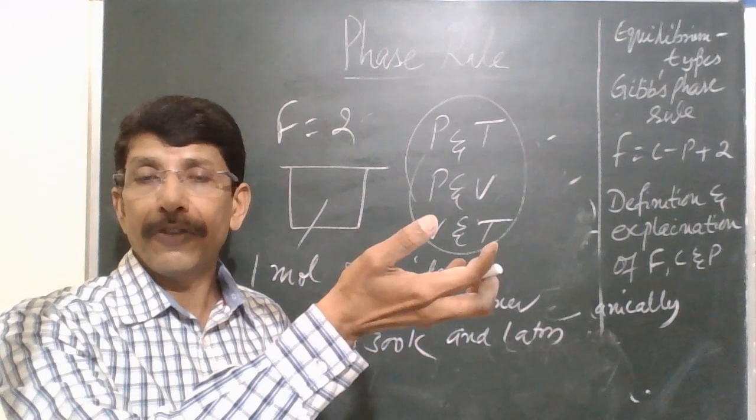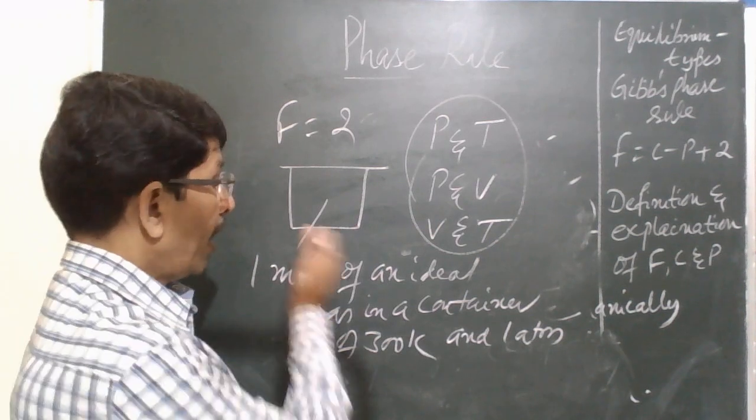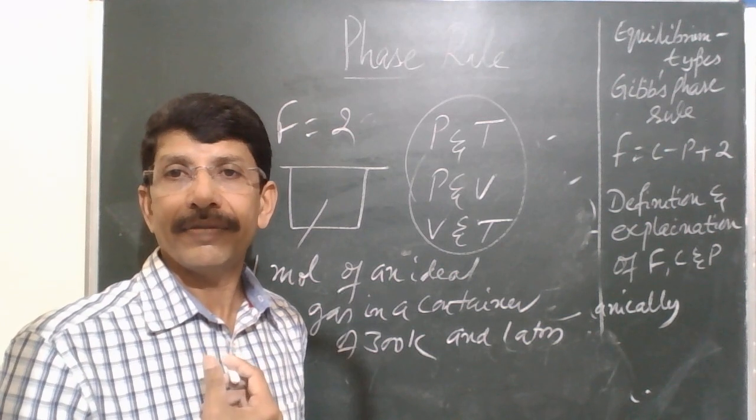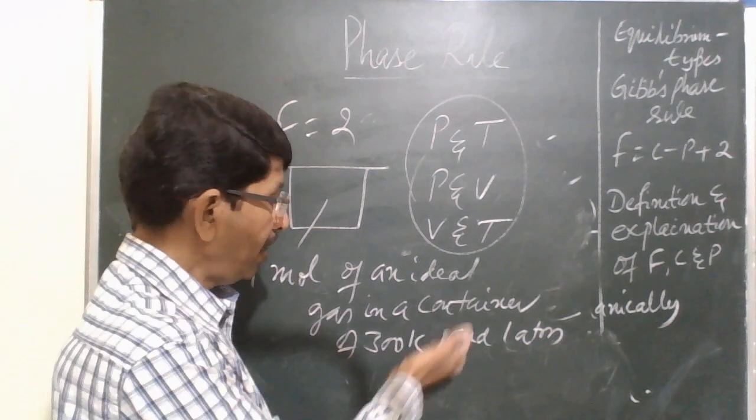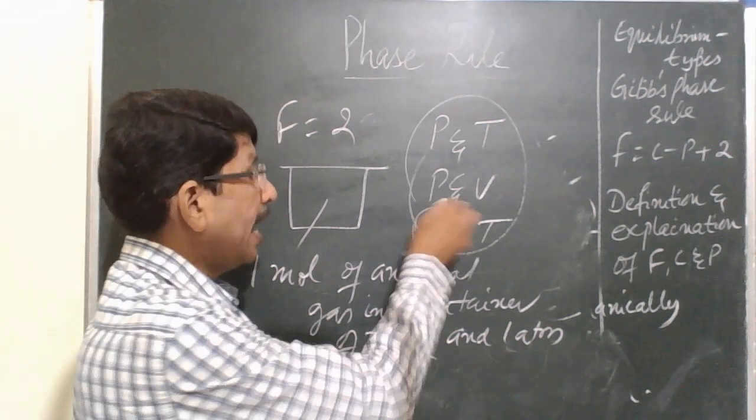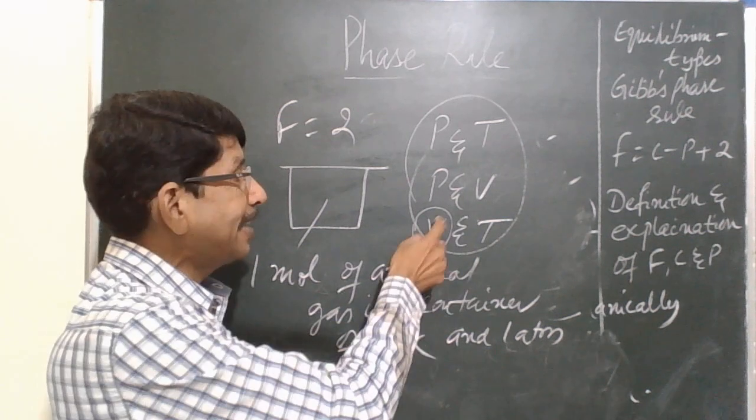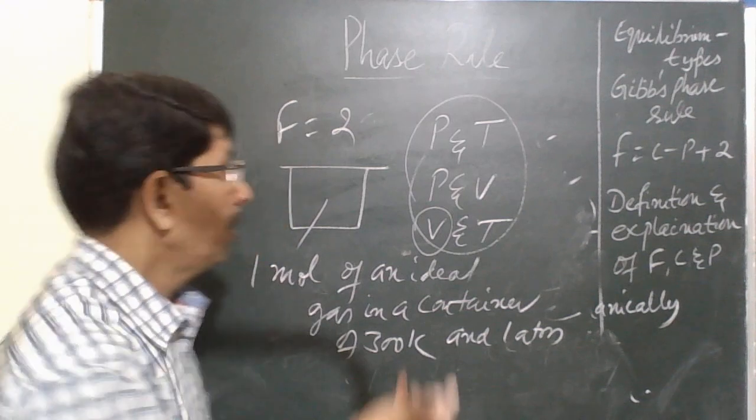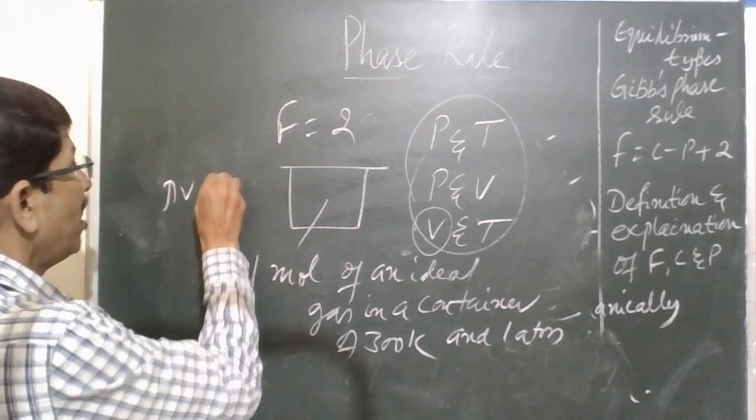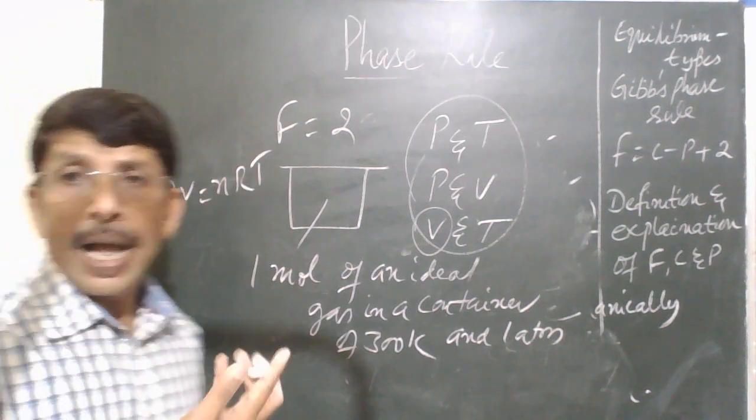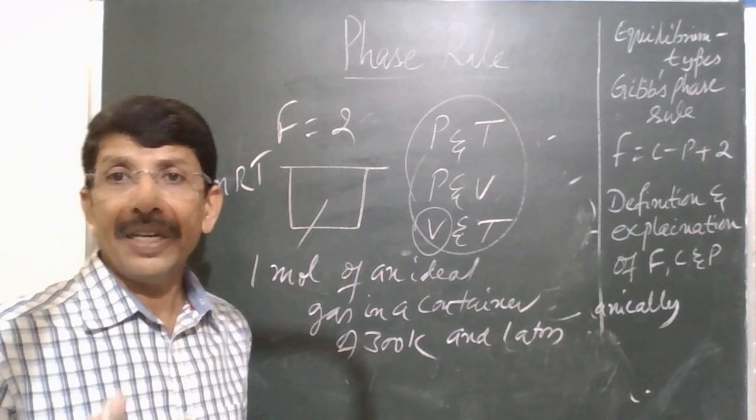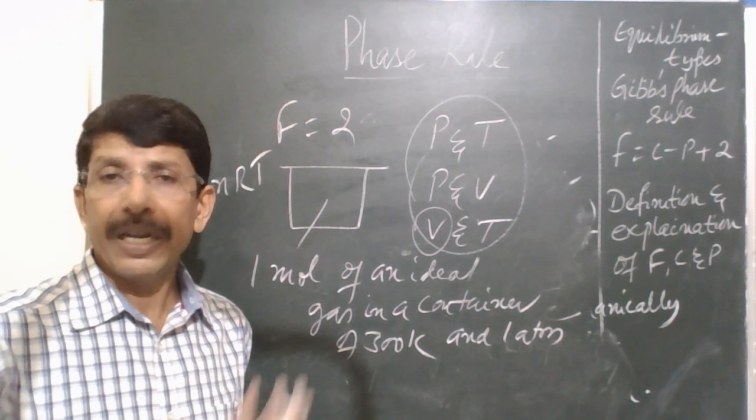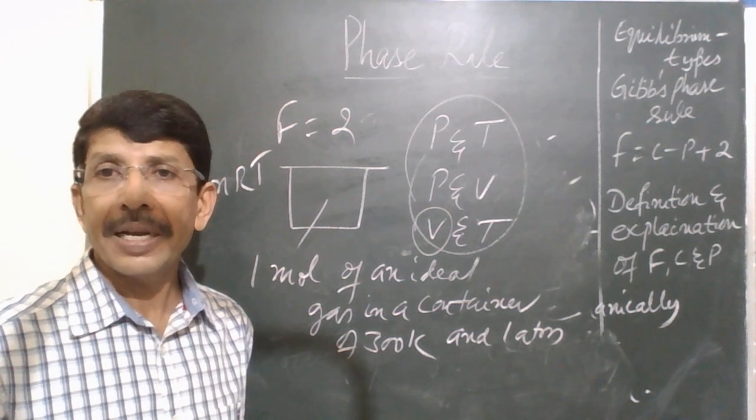So I have 1 mole of an ideal gas at a pressure of 1 atmosphere and at a temperature of 300 Kelvin. So this is the state. These are independent variables. Volume is dependent. Once I know P and T, I can calculate volume also, so that I have all the properties of the system known. Using PV is equal to nRT, I can calculate volume also. Volume is a dependent variable. Pressure and temperature are independent variables because volume of the gas depends upon pressure and temperature.